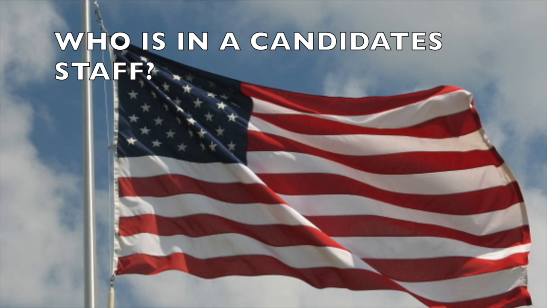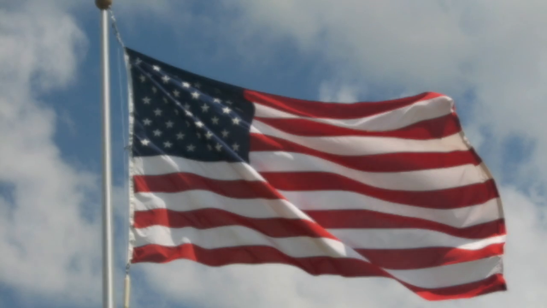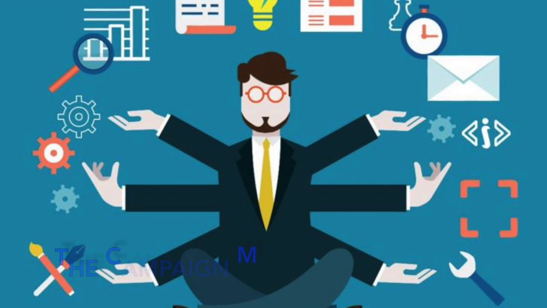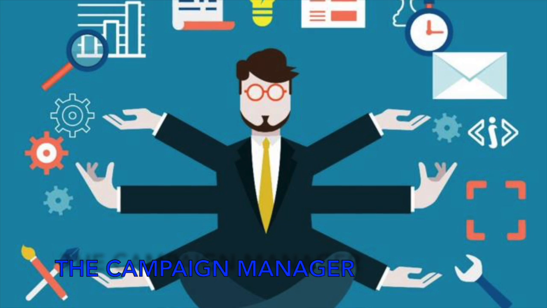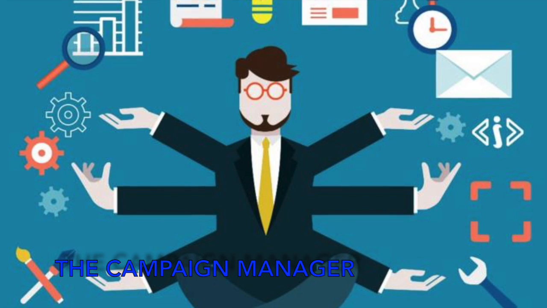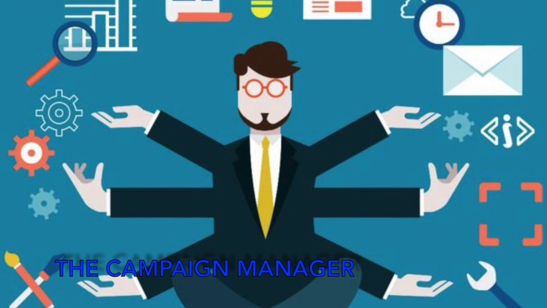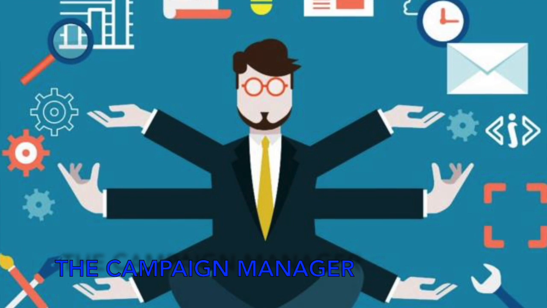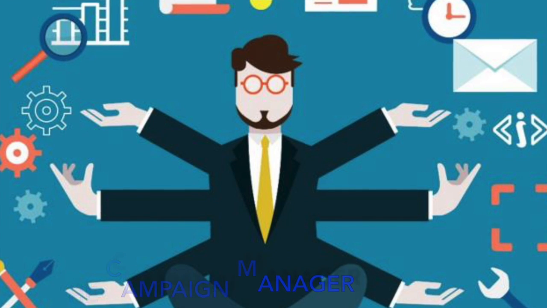One question that a lot of new voters have is, who is in a candidate's staff? The first person in charge under the candidate is the campaign manager. The campaign manager oversees all aspects of the campaign, including day-to-day operations, the hiring and management of staff, coordination and implementation of the fundraising operations, and ongoing coordination with the candidate.